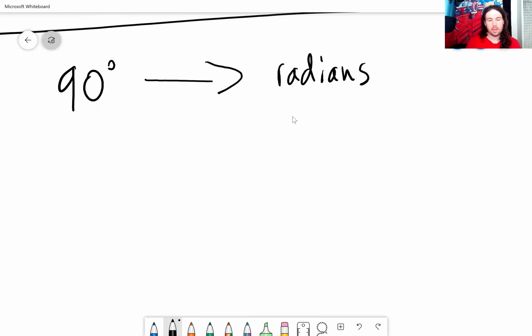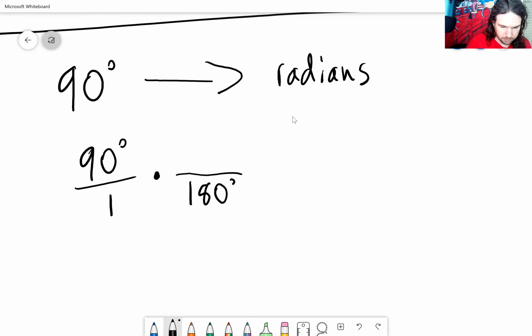Well, now we have 90 degrees. That's over 1, right? Everything is a fraction. You can just put it over 1. And again, we're going to multiply by our scale factor. But because we're going the other way, because degrees is now on top, we're going to put the 180 degrees on the bottom and the pi radians on top.